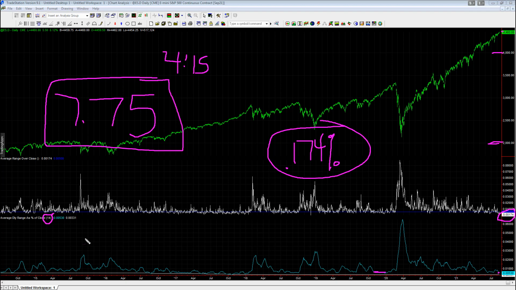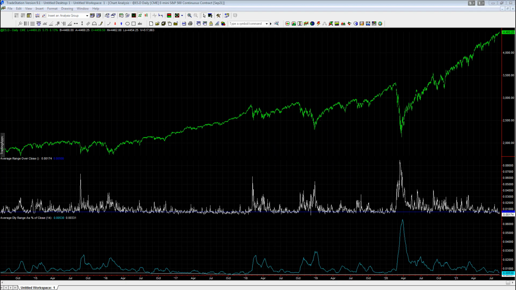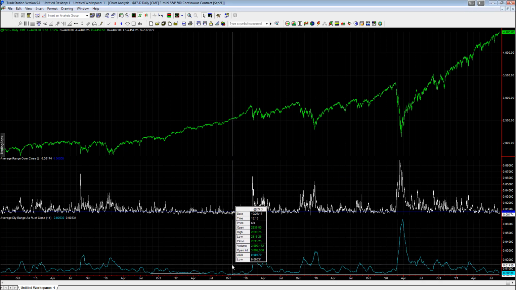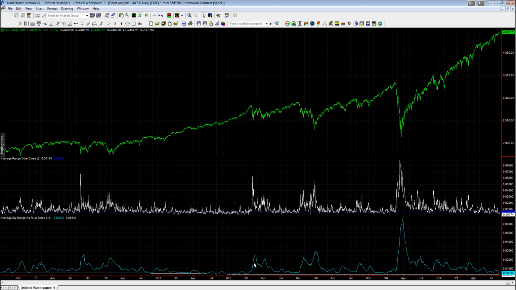And so what is the all-time low average daily range as a percentage of close on the S&P futures day session? Let's take a look at that. That occurred on October the 18th, 2017, a low volatility year. We hit 0.33%, the lowest average daily range as a percentage of close over the last 14 days. To put that in perspective, we are at 0.53% over a 14-day period.